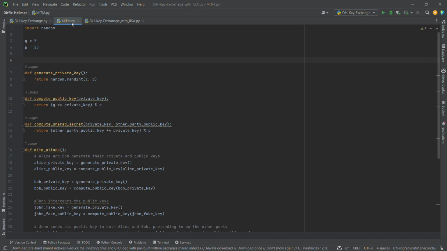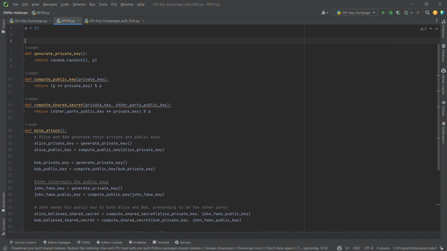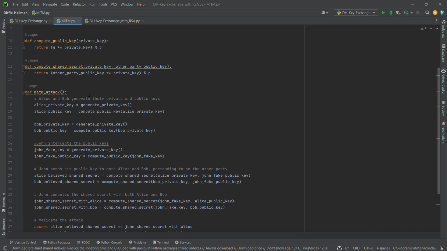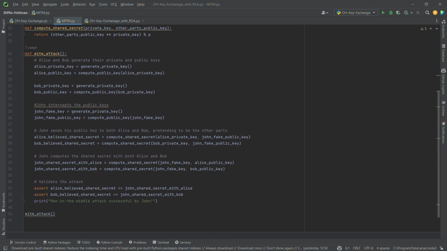So in this next code, I did the same thing, picking G and P as 5 and 23, and generating private keys and public keys and the shared secret for the Diffie-Hellman key exchange. And here also, Alice and Bob calculate their private key and public key. But there's a man called John in between the communication.